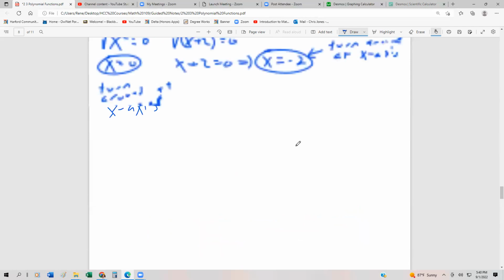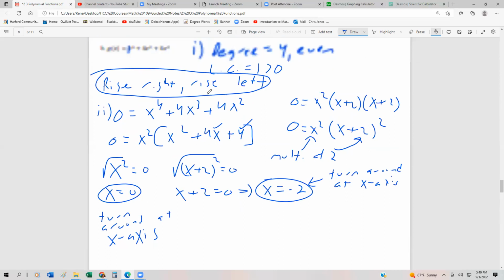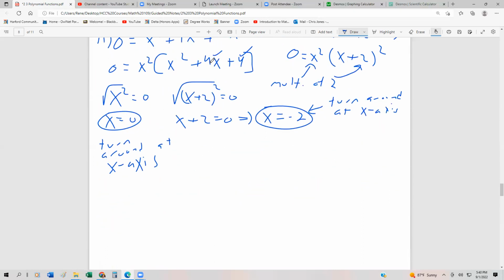But let's also find the y-intercept by letting x be equal to 0. By the way, this is part 3. We're going to find g at 0, which is going to be, remember, 0 to the fourth.